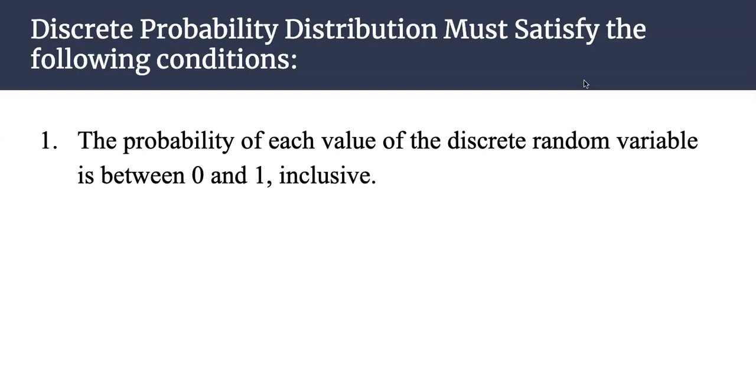probability distribution must satisfy the following conditions, and we talked about this as we were looking at those examples. The first one: the probability of each value of a discrete random variable is between 0 and 1 inclusive. So nothing negative, nothing bigger than 1.